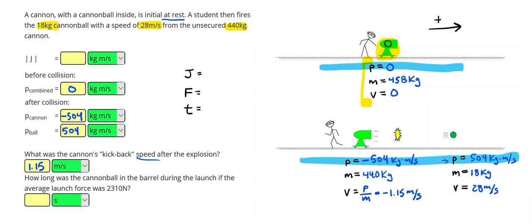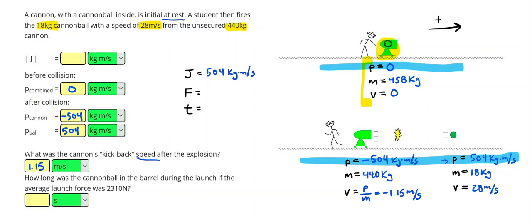Alright, few answers left, and they're all going to come from this impulse equation. So impulse is how much momentum one object gained or lost. If I look at it, both objects went from a momentum of 0 to a momentum of magnitude 504. So the impulse here is just going to be 504 kilogram meters per second.